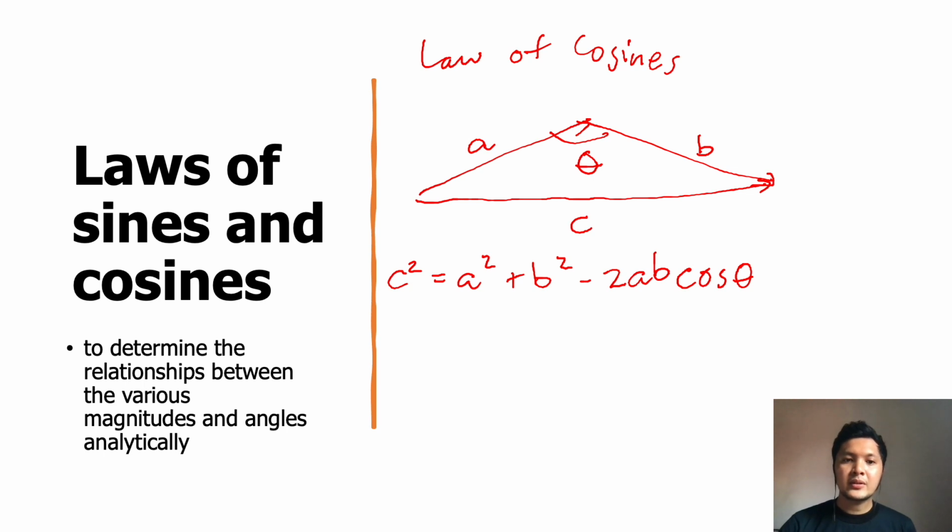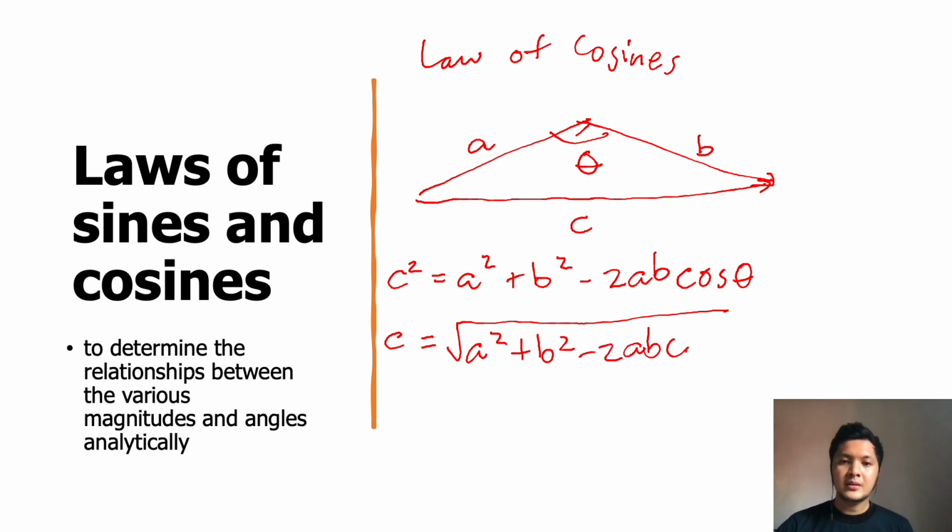So again, since we're looking for C, the angle here should be the angle opposite the side C, which is theta. And again, to get C, that should be equal to the square root of A square plus B square minus 2AB cosine theta. Now notice that if the angle is equal to 90 degrees, we know that cosine 90 degrees is equal to 0.